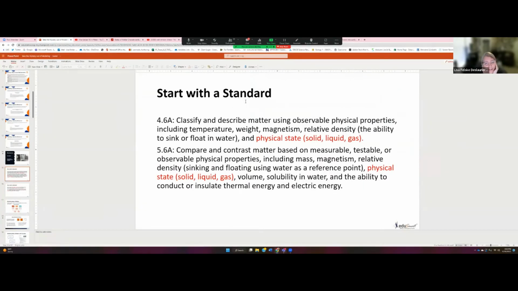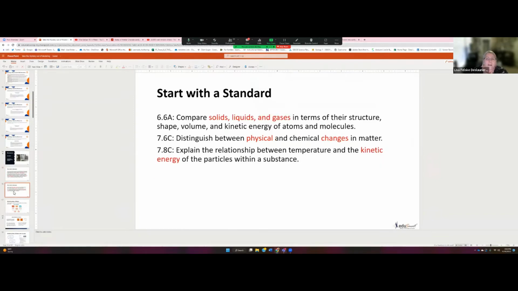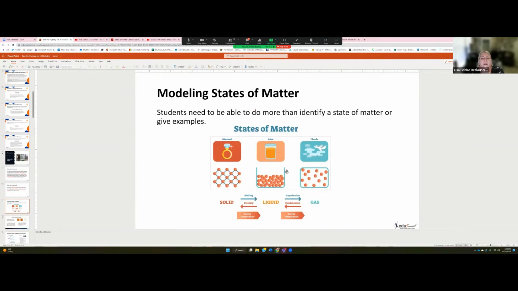You have to start with a standard, so you have to make sure you know what you're covering. And so for this one, you could cover the 4th grade standard of physical states, also have physical states in 5th grade. We have physical states in 6th grade, physical changes in 7th grade, and we talk about kinetic energy of particles in 7th grade. So you could use this phenomenon in any of those grade levels.